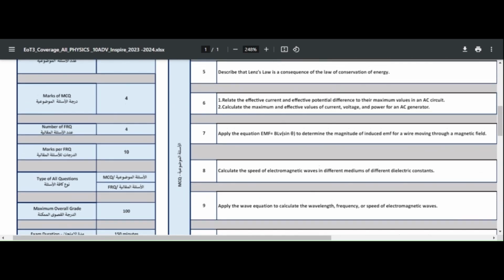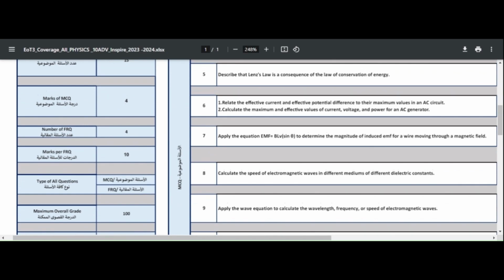Then you have: describe Lenz's law as a consequence of the law of conservation of energy. So Lenz's law is a result of the law of conservation of energy. Energy cannot be created or destroyed. That is what is going to be tested in this question.